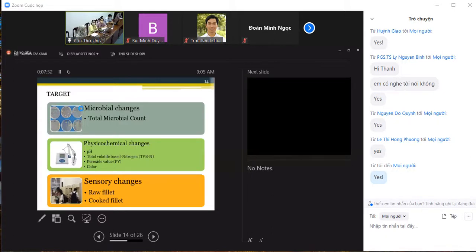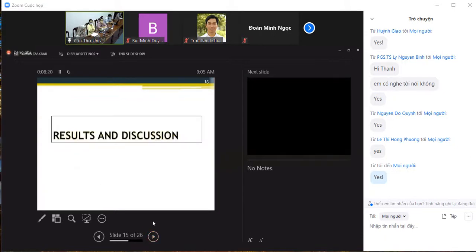Okay, when we are talking about shelf life of a product, the most important thing is the microbial change, which is the total microbial count. We also have physicochemical changes, consisting of pH, total volatile base nitrogen, peroxide value, and color. And sensory change, raw fillet and cooked fillet. Raw fillet is like the selection to continue to the cooked fillet. So let's continue to the result.